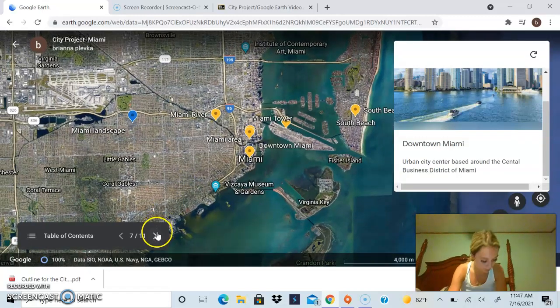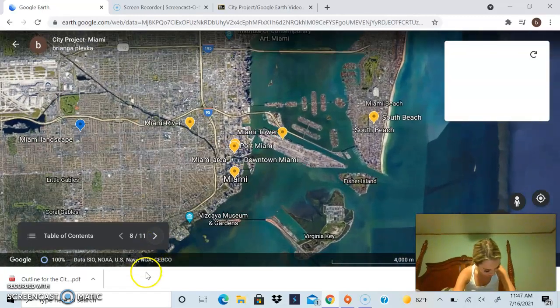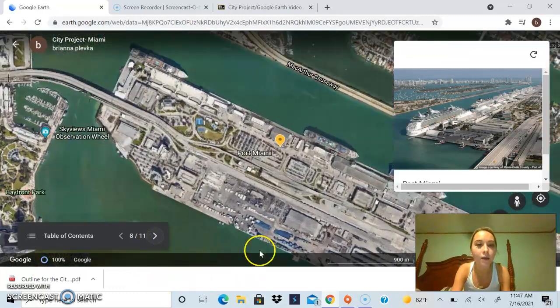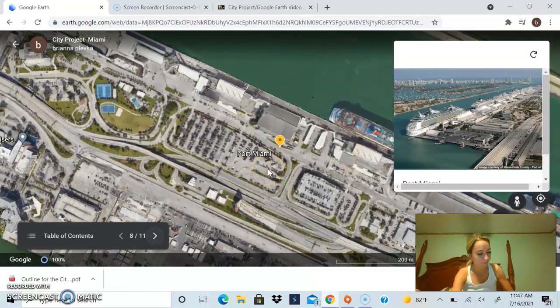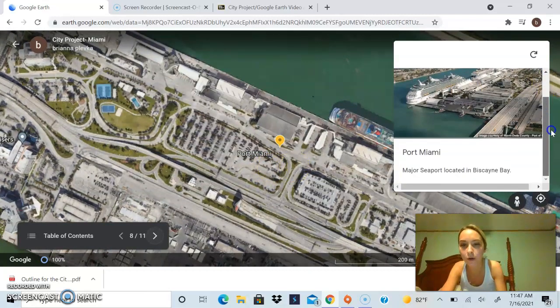And then now we're going to look at Port Miami. Port Miami is a major seaport that's located in Biscayne Bay. It is the largest passenger port in the world and one of the largest cargo ports in the United States, which I thought is very cool.